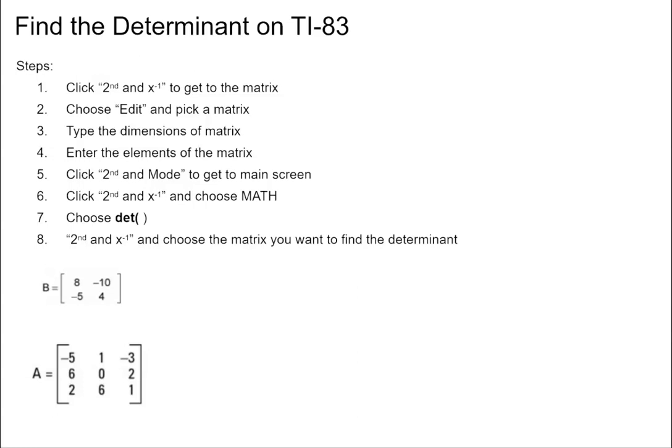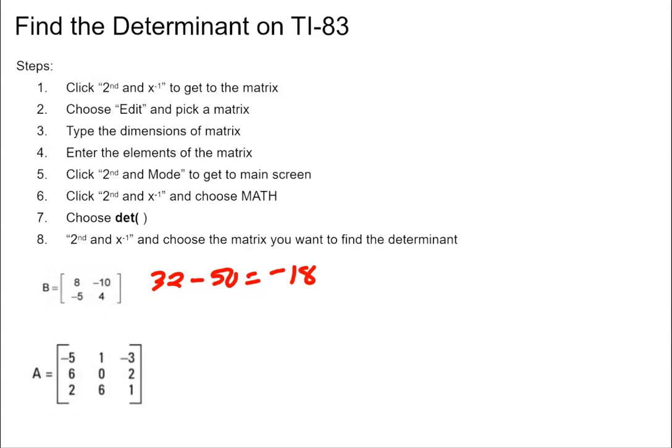So to find the determinant of a 2 by 2, I'm going to start in the upper left-hand corner, so at 8, and I'm going to go diagonal. So 8 times 4 is 32. And I'm going to subtract the multiplication going the other direction. So from the lower left to the upper right, so negative 5 times negative 10, which will give us 50. And if I take 32 minus 50, I get a negative 18. So the determinant of that one would be negative 18.